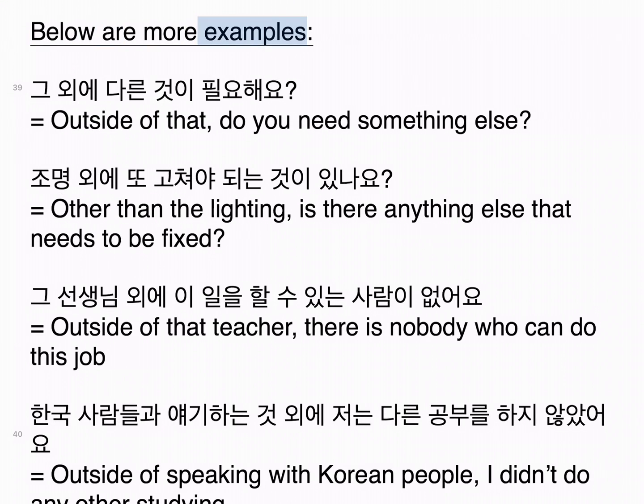Below are more examples. 그 외에 다른 것이 필요해요? Outside of that, do you need something else? 조명 외에 또 고쳐야 되는 것이 있나요? Other than the lighting, is there anything else that needs to be fixed? 그 선생님 외에 이 일을 할 수 있는 사람이 없어요. Outside of that teacher, there is nobody who can do this job.